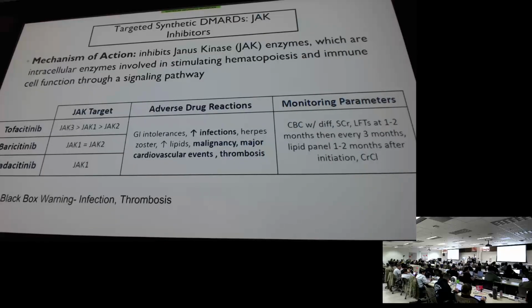Right? The targeted synthetic DMARDs, the oral JAK inhibitors, have that black box warning for thrombosis. So pulmonary embolism, blood clots, kind of a big deal.